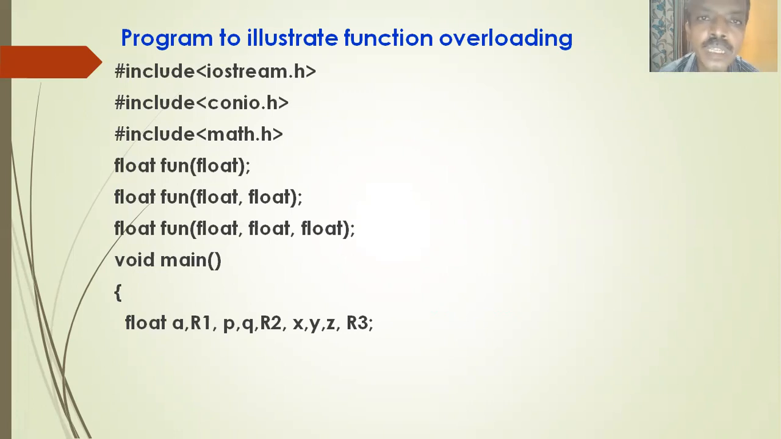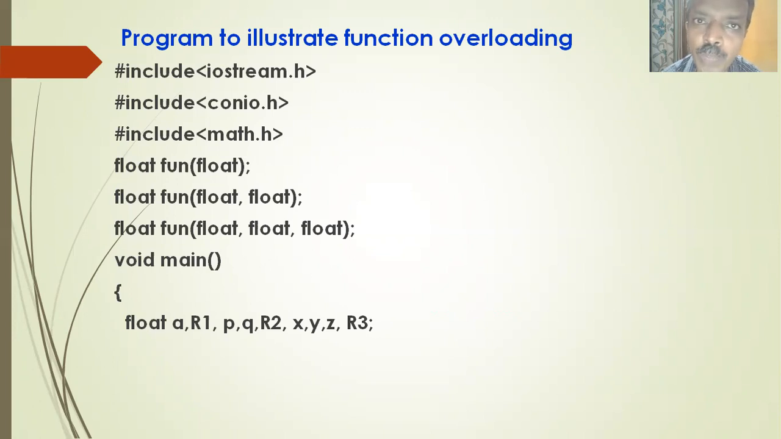So I have to mention the first three lines. #include <iostream.h>, #include <conio.h>, #include <math.h> are the three header files. Their purpose I have already explained in your previous examples. The first prototype says float fun(float). So the prototype states that the function name is fun, the number of arguments is 1, of float type, and the return type is float.